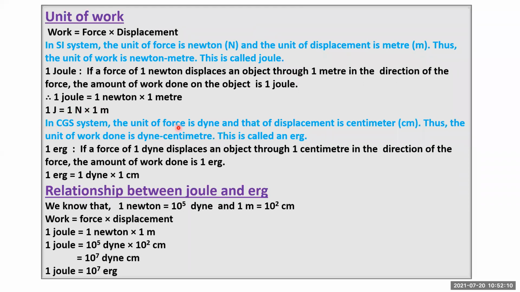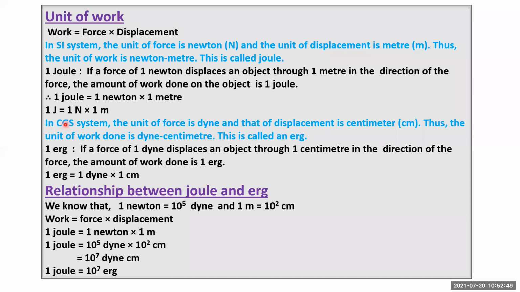In the CGS system, the unit of force is dyne and that of displacement is centimeter. The SI system and CGS system are two systems in which we can measure quantities. CGS means centimeter, gram, second, in which distance is measured in centimeter, mass is measured in gram in place of kilogram, and time is in second. Distance in place of meter, in the CGS system we measure it in centimeter, so the unit is smaller.